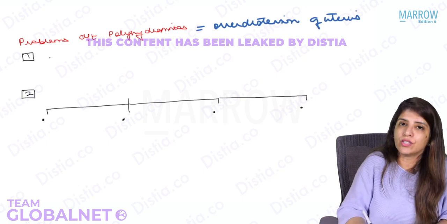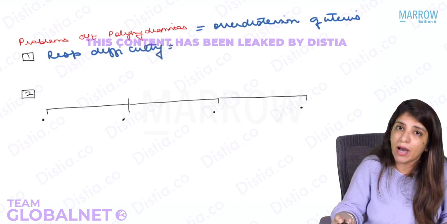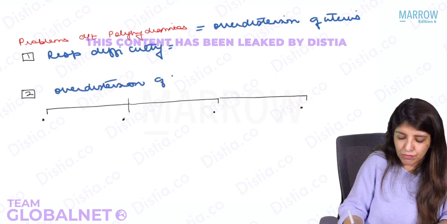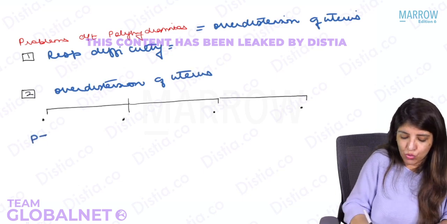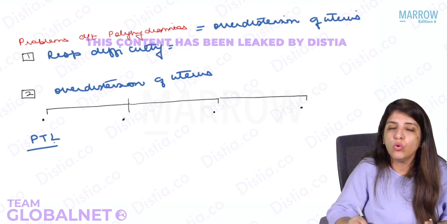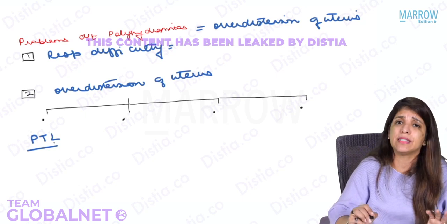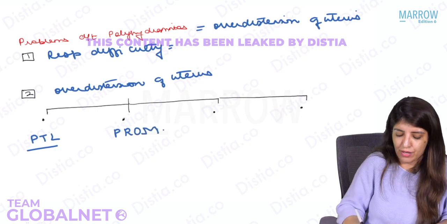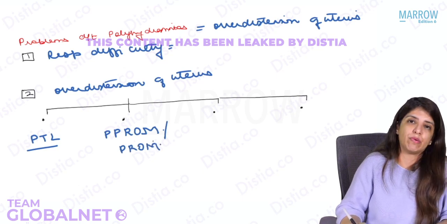Now, because of the over distension of the uterus, number one, there can be respiratory difficulty because the uterus is going to push the diaphragm up. Because of over distension of the uterus, when the uterus is overstretched, it can lead to preterm labor. How over distension leads to preterm labor? In the video on preterm labor, I have explained to you in detail. Then over distension of the uterus can lead to premature rupture of membranes. Preterm premature rupture or premature rupture of membranes.